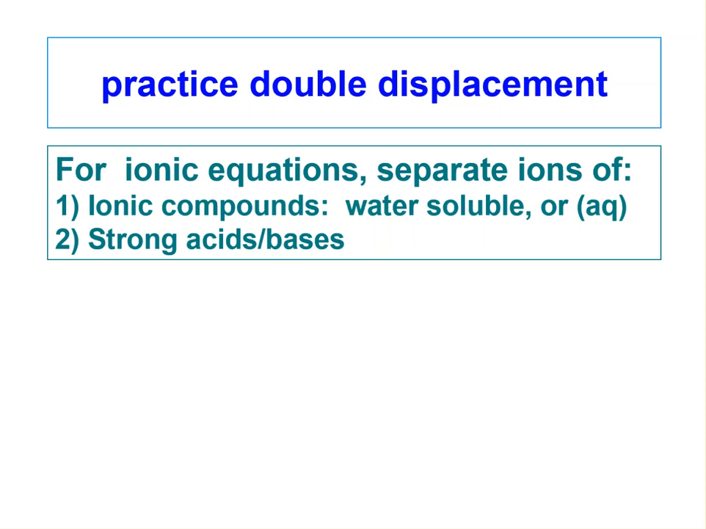So for our double displacement reactions, when we write our complete ionic equation, we're going to have to know which compounds we separate into ions. So we are going to look for ionic compounds that are water soluble, say aq. We're going to know that they're water soluble based on those 6 soluble ions that we've learned. Or we'll separate ions on strong acids and strong bases. So we need to know those as well.